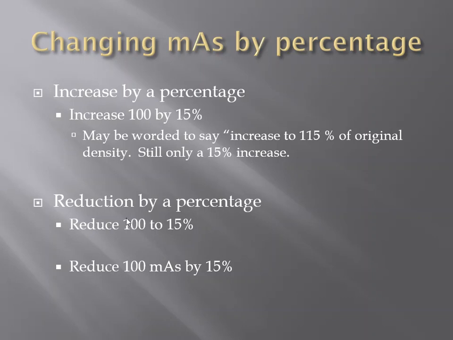And whenever you reduce by a percentage, it's just almost a straight subtraction. Reduce 100 by 15%. If it's straight subtraction, if our original value is 100, it gets a little more complicated when you get off that 100. But if you reduce 100 by 15%, then you're subtracting 15% from 100. So if you reduce 100 mass by 15%, what you would have is 85.